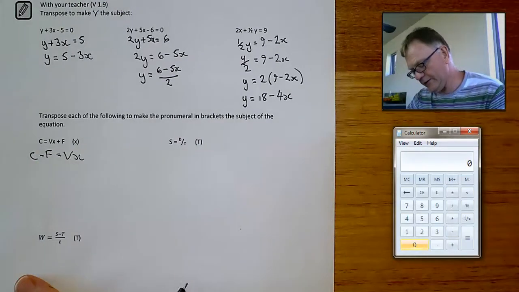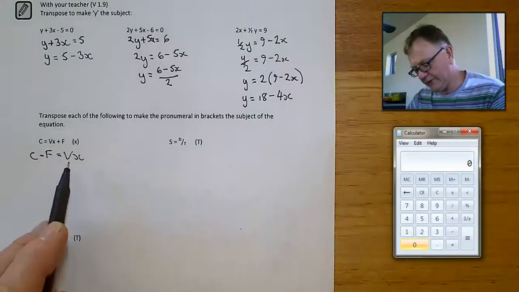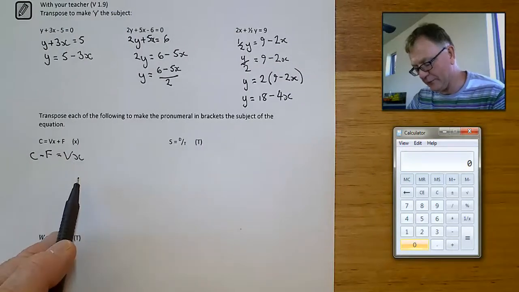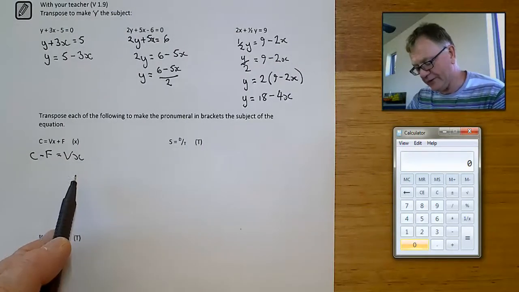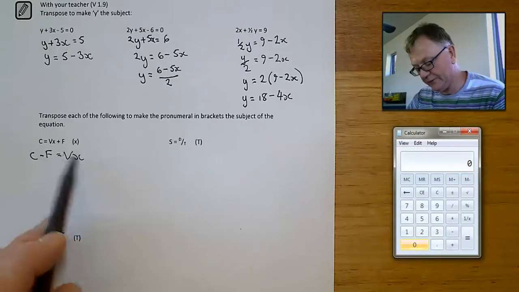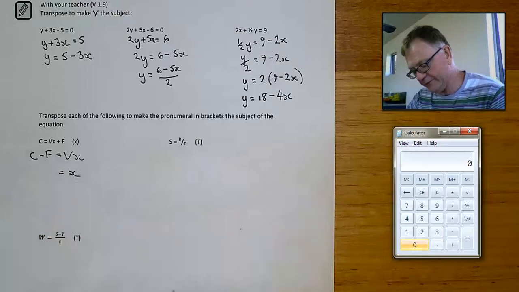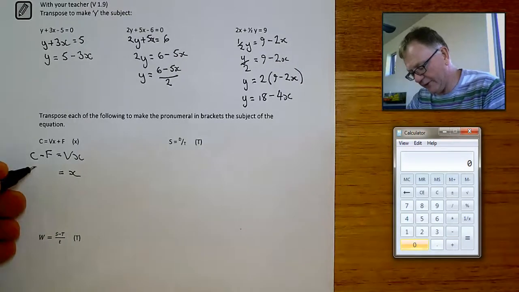I want to get x by itself, so I want to get rid of this v. At the moment it's v times x. So I want to do the opposite of timesing by v, which is dividing by v. If I do divide this side by v, I will be left with just x, which is what I want. But I've got to divide the other side by v as well.